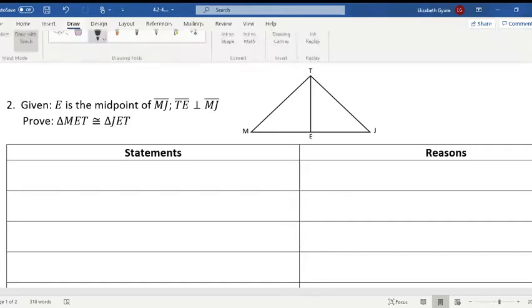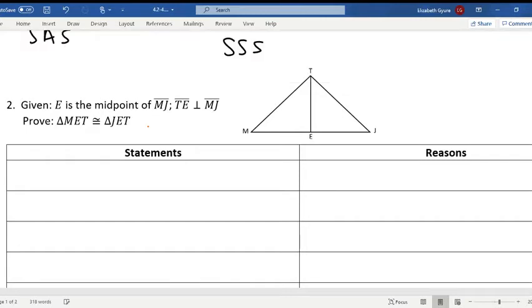So E is the midpoint. Well, let's plan it too before we start writing things down, right? If E is the midpoint, what else are we going to know then? Matt? Absolutely. ME is going to be congruent to JE. We're also given that segment TE is perpendicular to MJ, right? So these are going to be what kind of angles? Right angles, right? So are those two angles going to have to be congruent? Yeah, we have congruent adjacent angles. What else do we have?